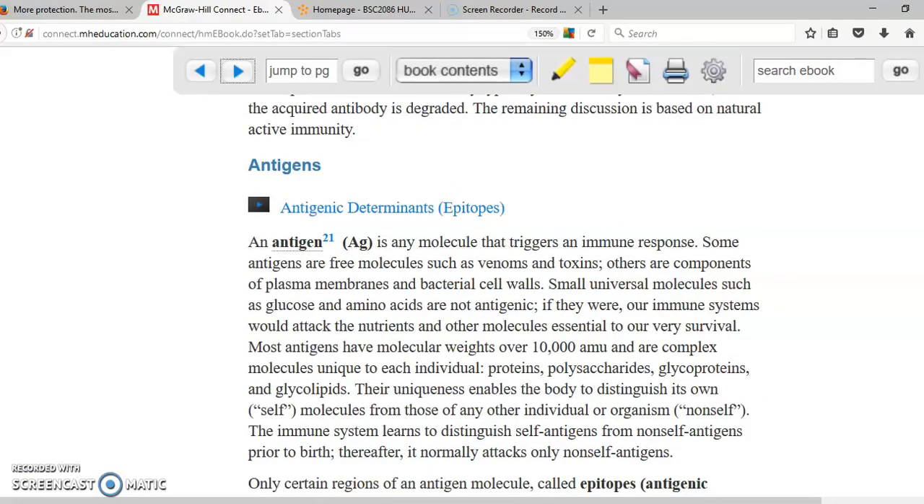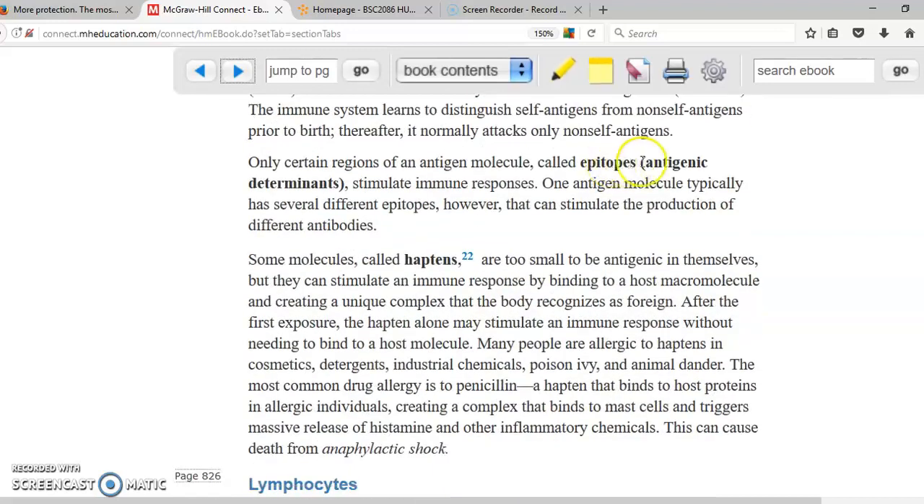So microorganisms that are going to cause infection are going to have antigens, right? An antigen is a molecule that triggers an immune response, as you see right here. Not all of the microorganism causes an infection, only certain regions, and these regions are called epitopes, as you can see in here. Haptens are molecules that are so tiny that they cannot create an immune response on their own. However, if they bind to a macromolecule, now it can initiate an immune response.